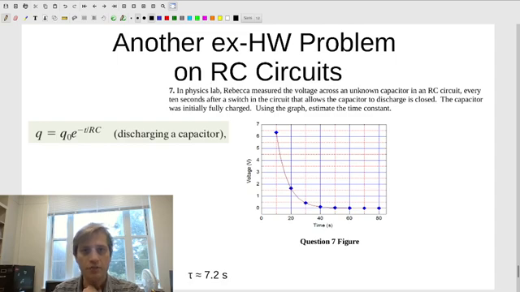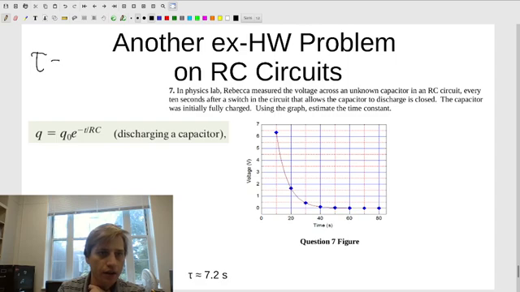Let's see what it says. In physics lab, Rebecca measured the voltage across an unknown capacitor in an RC circuit every 10 seconds after the switch in the circuit that allows the capacitor to discharge is closed. The capacitor was initially fully charged. Using the graph, estimate the time constant. Okay, so you want to find R times C.